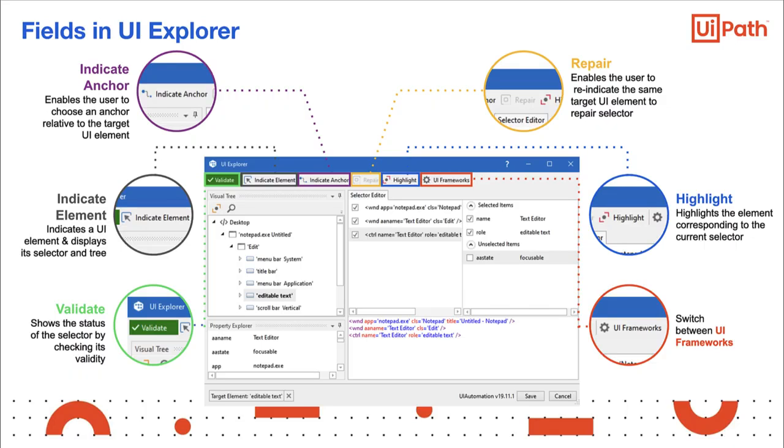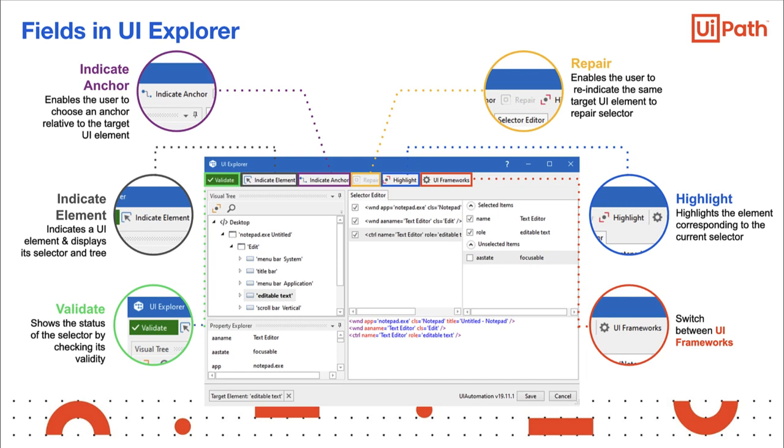Indicate Element indicates a new UI element to replace the previous one. Indicate Anchor enables the user to choose an anchor relative to the target UI element. Repair enables the user to re-indicate the same target UI element and repair the selector. This button is available only when the selector is invalid.